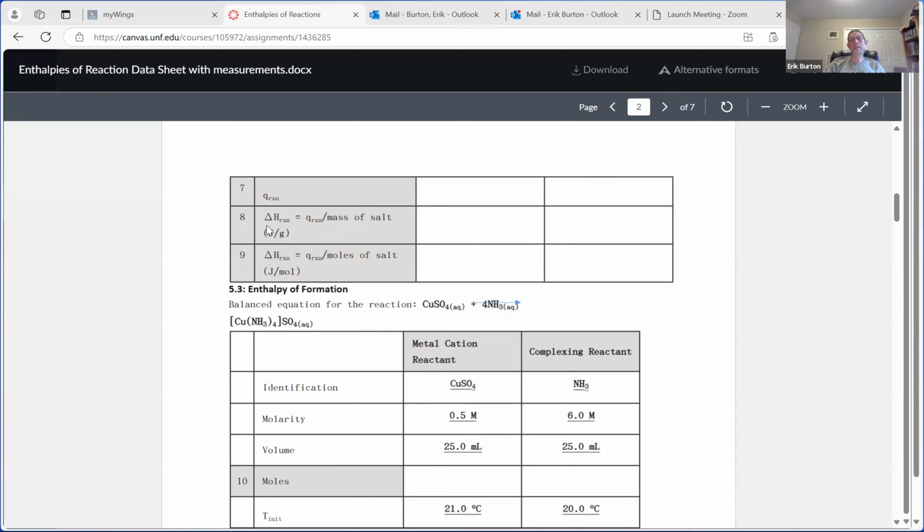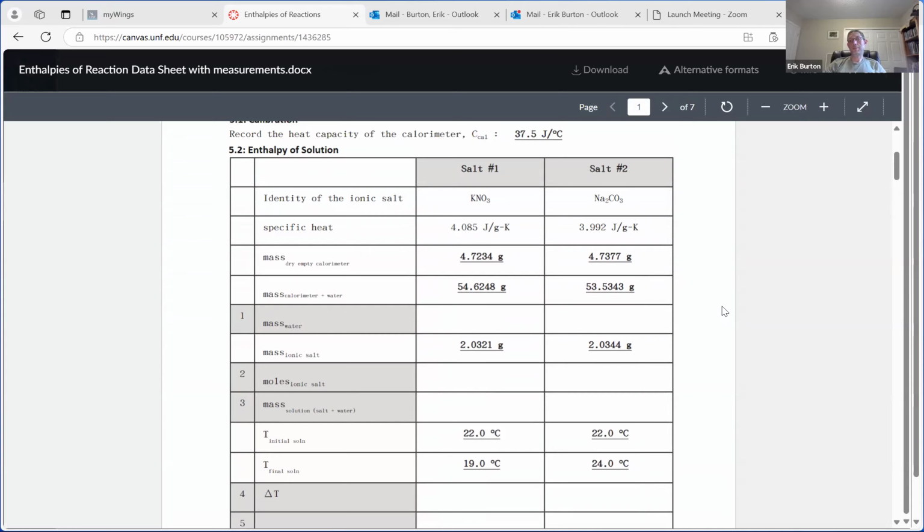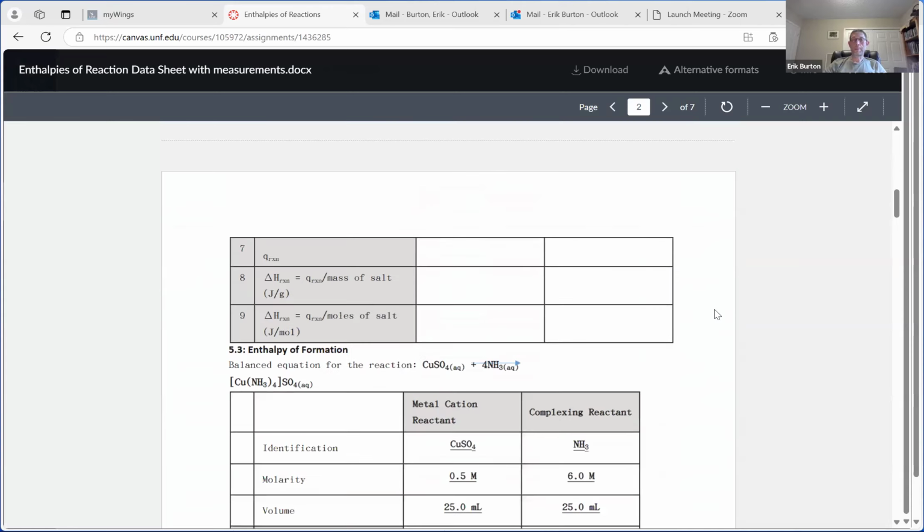Line 8 says delta heat of the reaction is equal to Q of the reaction divided by the mass of the salt. So very simple, just divide it by the mass of the salt. And then line 9 is Q of the reaction divided by moles of the salt. So just divide that by the moles of the salt and put the answer there. And then the same series of calculations for the other salt, sodium carbonate.